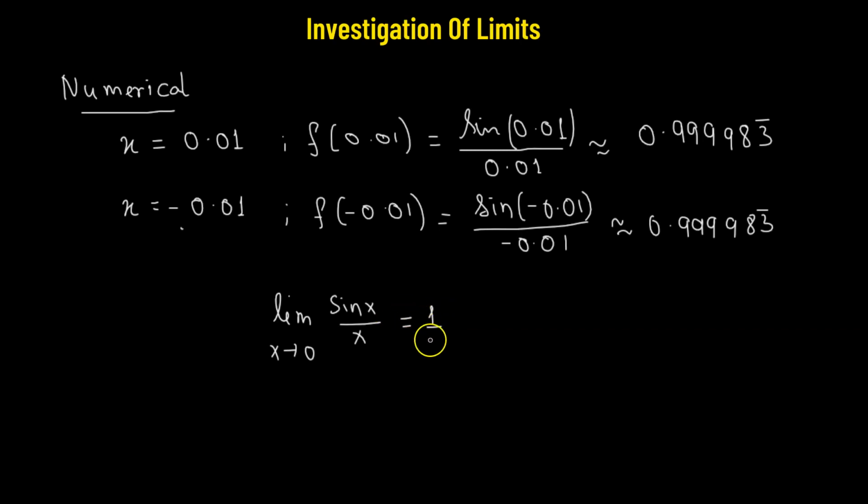We are saying this is approaching the value 1 when x approaches 0. So 1 is the value of this particular function sine x over x in the neighborhood of x equals 0. However, this is not a proof. It only gives us very strong support for our answer. So let's try to investigate more limit problems.